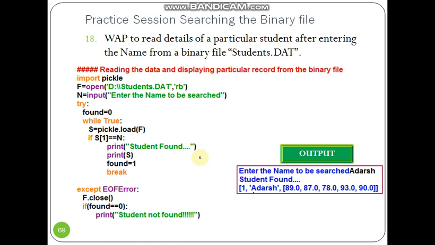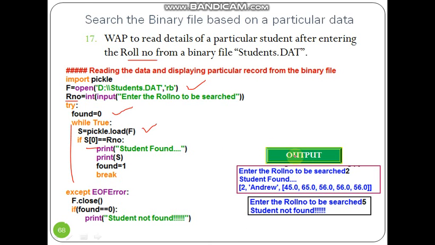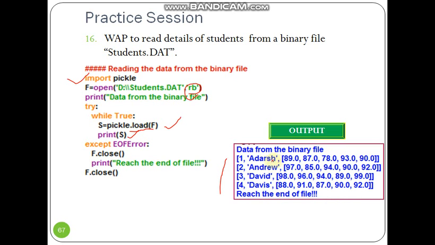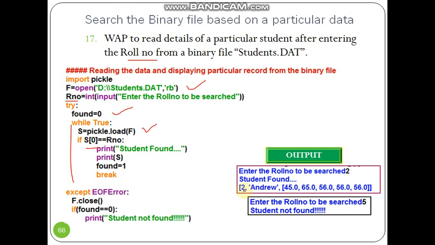Now let's look at this output also. I am entering roll number 2, that is Andrew's details, so that is displayed. If I am searching for roll number 5, that is not in my list, it is up to 4 only, so it will show student not found.